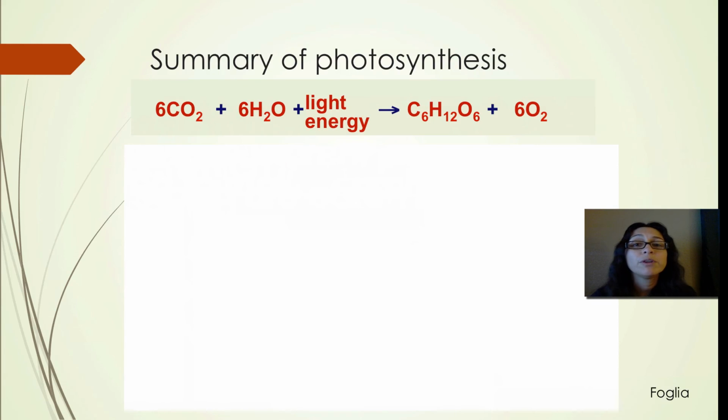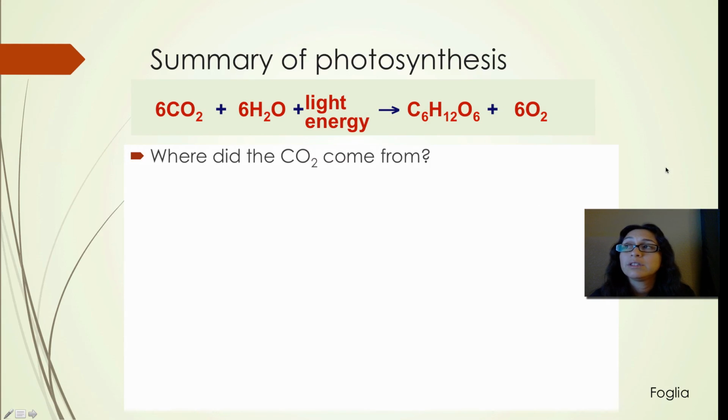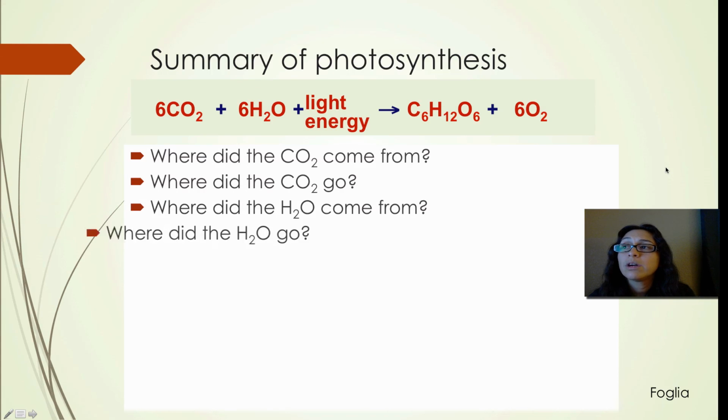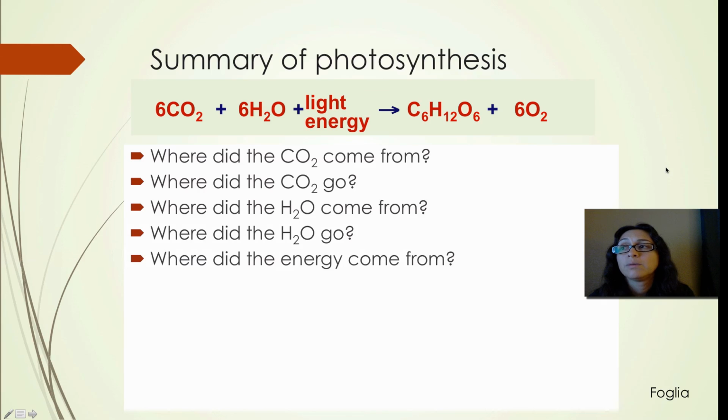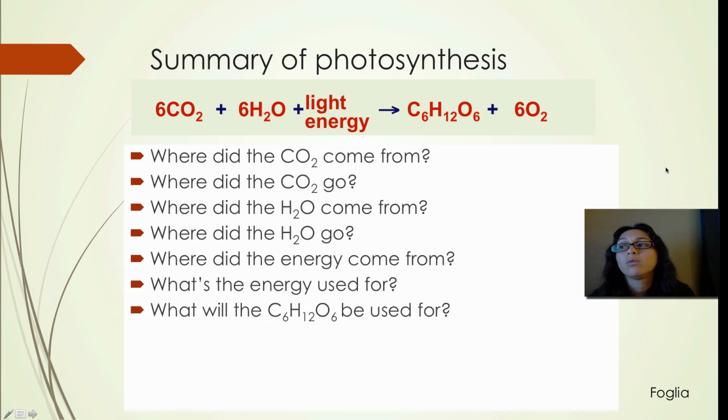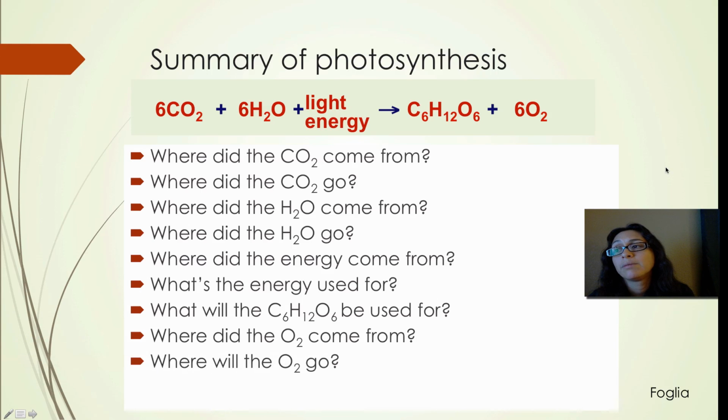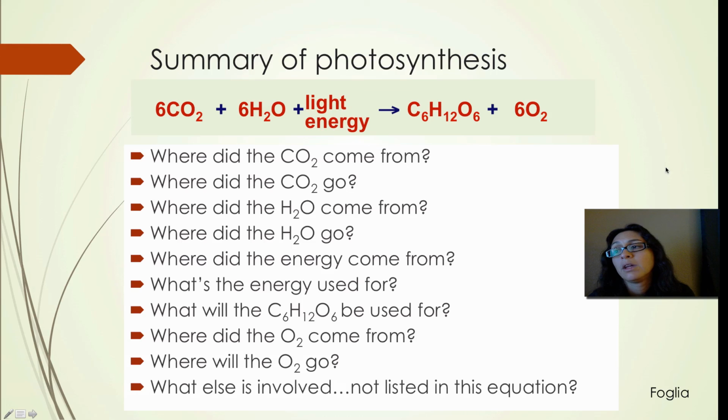All right, so summary of photosynthesis. Here is our equation, and you should be able to answer the following questions. Where did CO2 come from? Where did CO2 go? Where did H2O come from? Where did H2O go? Where did energy come from? What's the energy used for? What will the glucose be used for? Where did oxygen come from? Where will oxygen go? And finally, you should be able to list other things that are involved, such as ATP and NADPH and all that stuff.